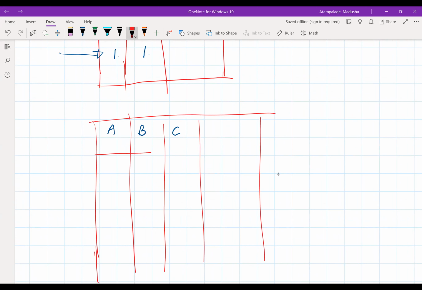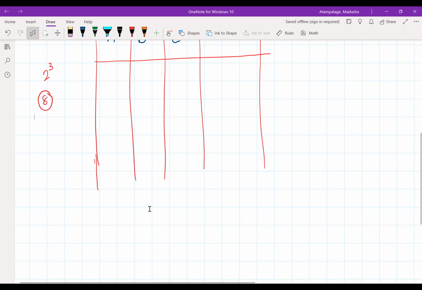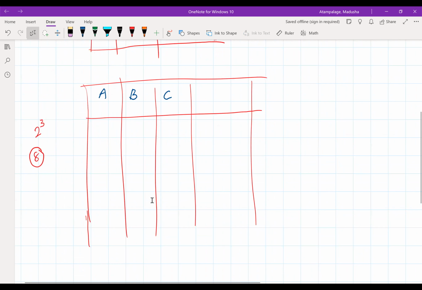Okay, first of all, we need to identify how many input combinations. Now you know that if we have 3 inputs, the input combinations will be equal to 2 to the power 3. Now here we have 8 combinations. So here we need to represent the 8 combinations. Now how do we represent that? We do the same thing.